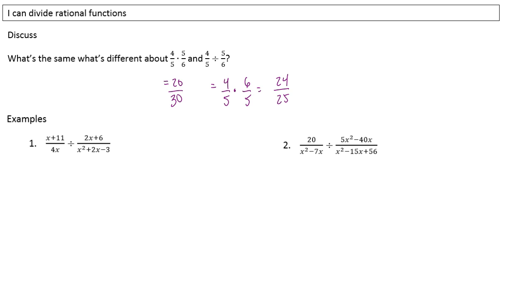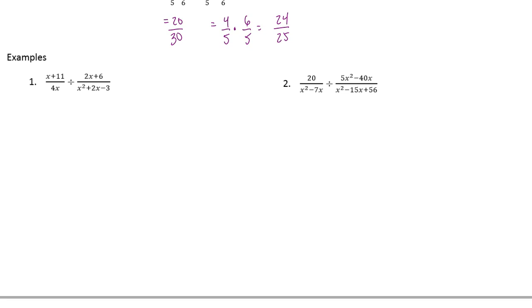Like if I have x plus 11 over 4x, and I'm going to divide that by 2x plus 6 over x squared plus 2x minus 3, we're going to start by changing this to a multiplying problem. So when we do that, the first fraction stays the same, but the other fraction we're going to multiply by the reciprocal: x squared plus 2x minus 3 over 2x plus 6. Now I can see from the second fraction that 2x plus 6 has a greatest common factor of 2.